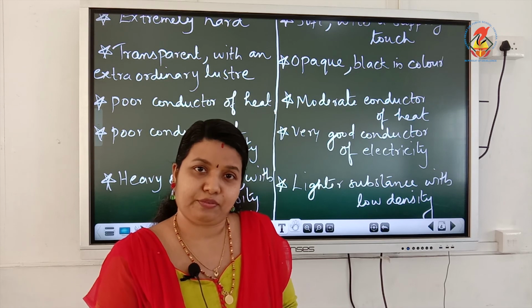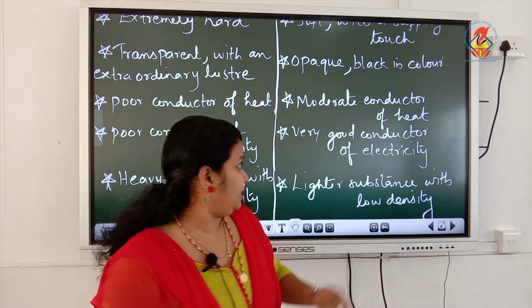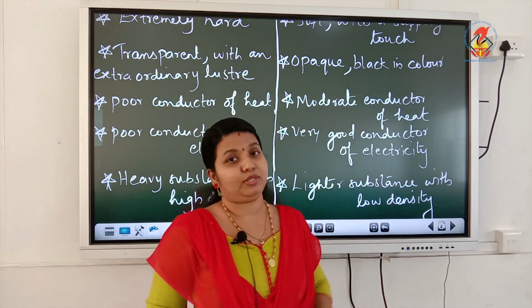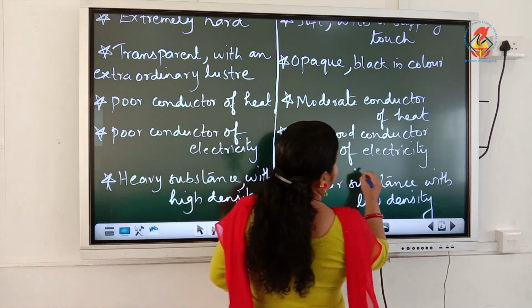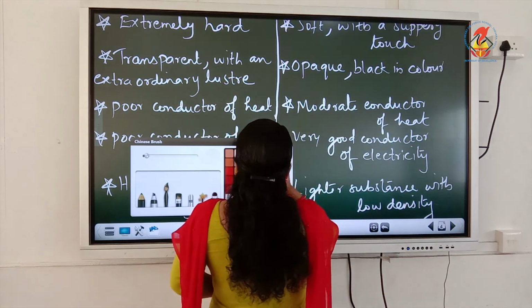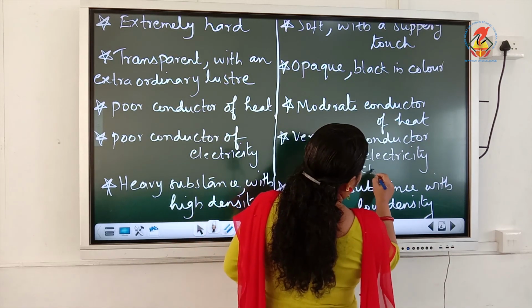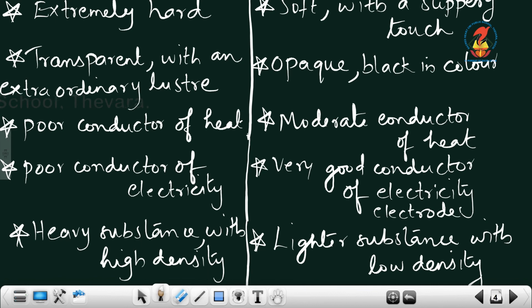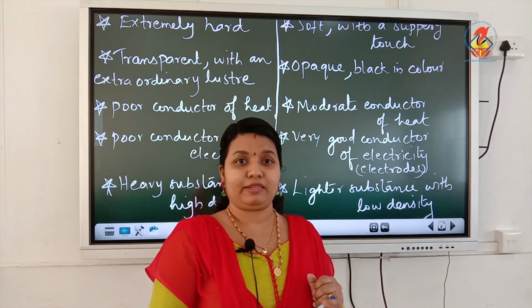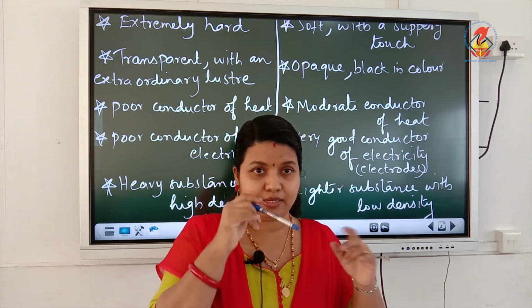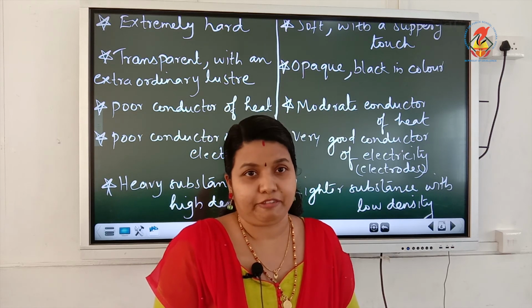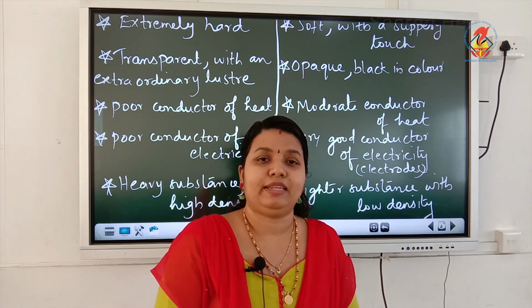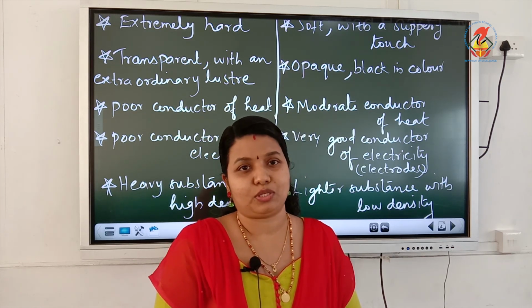Then what are the uses of graphite? Graphite is a very good conductor of electricity, so it is used for making electrodes. Then it is used for making pencil lead. In the middle of the pencil, inside the wooden part, you might have seen a lead. Pencil lead is made up of graphite, and it is used as a lubricant in machinery. So these are the three uses of graphite.